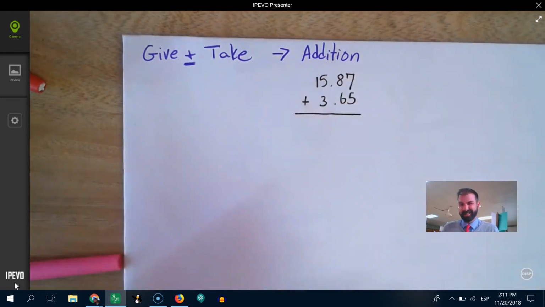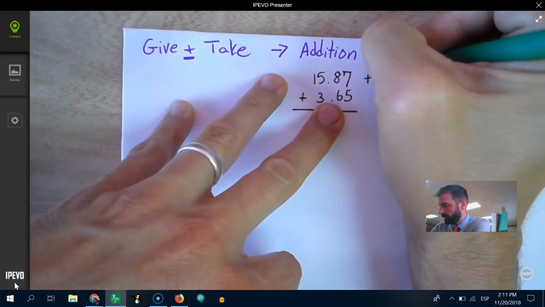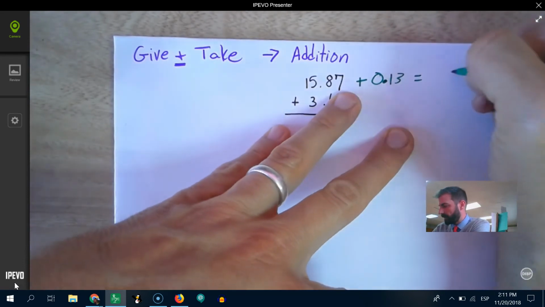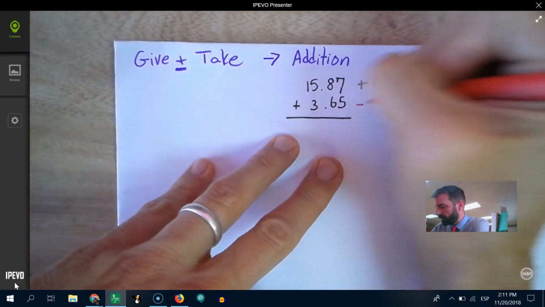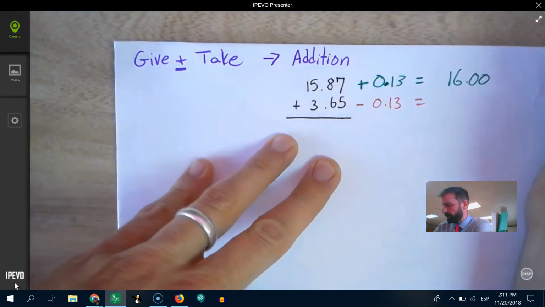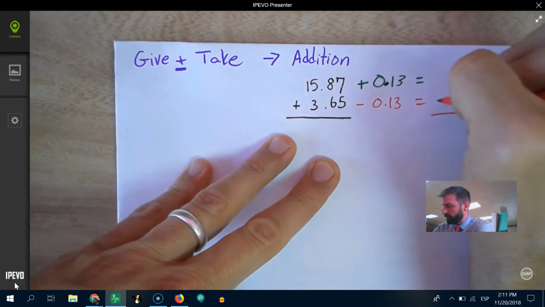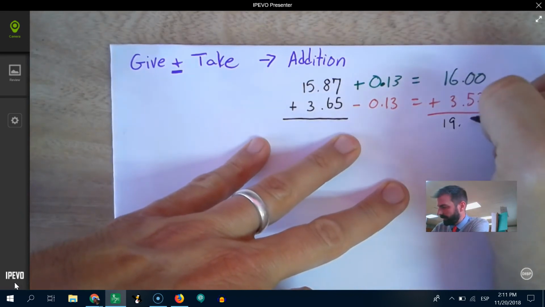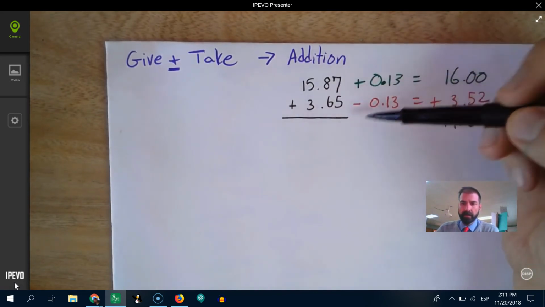I know I can get to 16 pretty easy. So what I'm going to do is I first am going to give this number 0 and 13 hundredths. And so what that does is it changes 15 to 16. Well, I gave it, so I do have to take it away. It is addition. So I'm going to take away 0.13 from this number, and that's going to give me 3 and 52 hundredths. And now I'm going to add everything together to get me 19 and 52 hundredths.